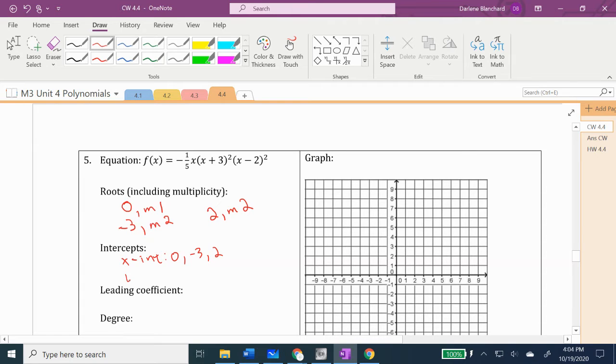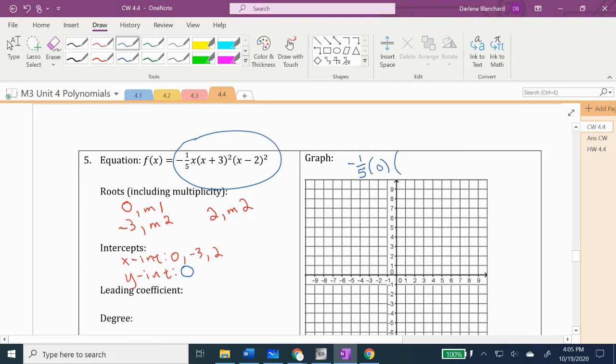To find the y-intercept, you are going to plug 0 into all of the x's. So when I plug 0 into all of the x's, I have negative 1/5 times 0 times, how about I just stop right there? If I have to multiply by 0, my y-intercept is 0.